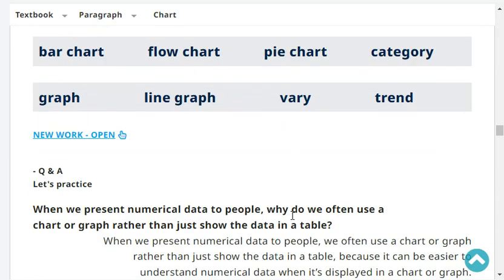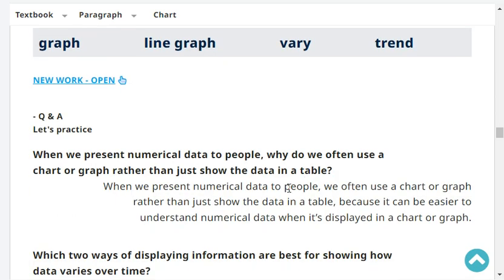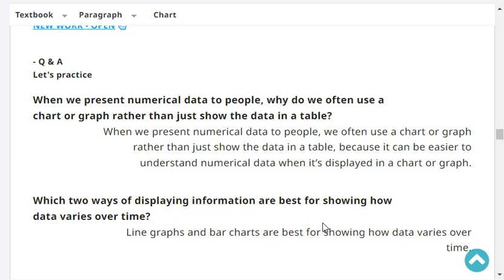When we present numerical data to people, why do we often use a chart or graph rather than just show the data in a table? When we present numerical data to people, we often use a chart or graph rather than show the data in a table, because it can be easier to understand numerical data when it's displayed in a chart or graph.